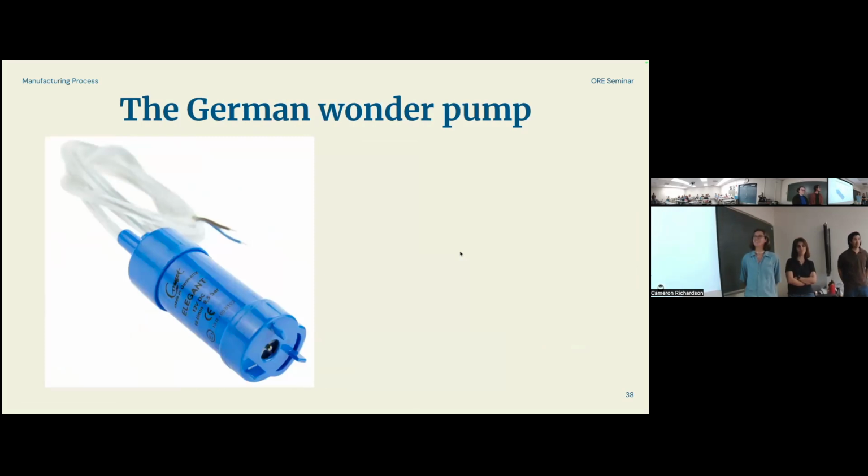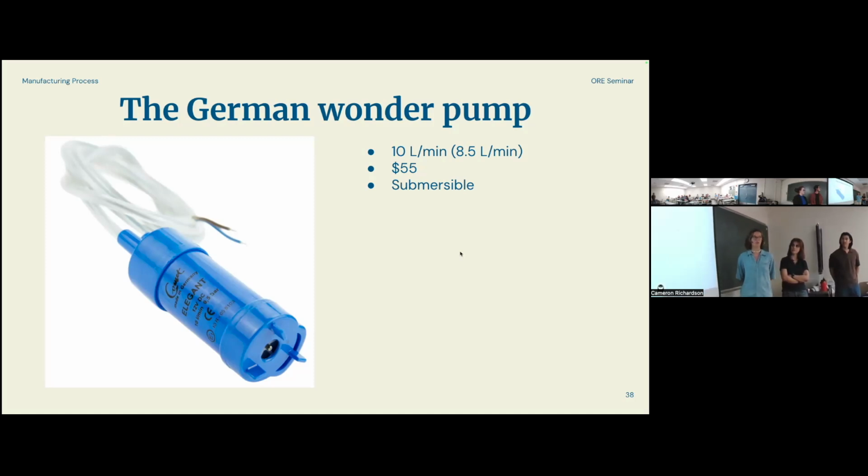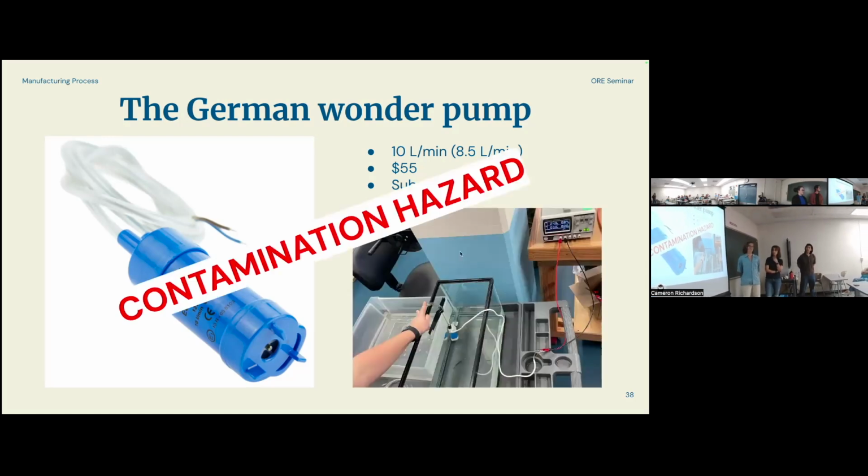So the German Wonder Pump is a submersible pump that is a 10 liter per minute water pump, which is a really high flow rate. It only cost $55, and we put it in a tank and it worked. So we were very excited, yay, we got a submersible pump, don't need to worry about waterproofing. However, we realized very soon there is a contamination hazard. We have the water going through the pump, we don't know what's in there, and we cannot clean it out. So we decided to not continue with the German Wonder Pump, but instead focus on peristaltic pumps.